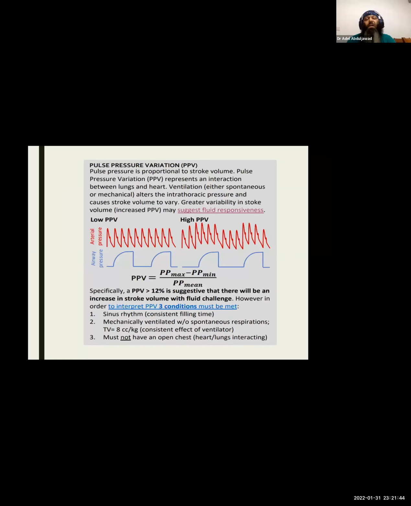So this is a very good example of how we interpret the arterial waveform with the so-called pulse pressure variation or stroke volume variation. The pulse pressure variation represents an important interaction between lungs and heart. Why? If the patient is ventilated, either spontaneously or mechanically, inspiration and expiration alter the intrathoracic pressure, and this affects the stroke volume.